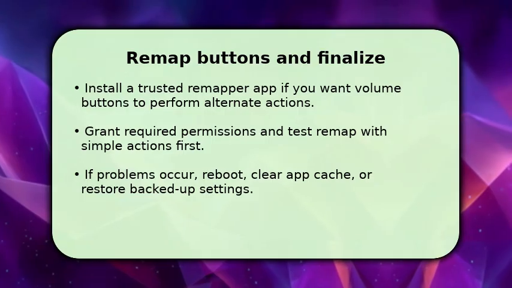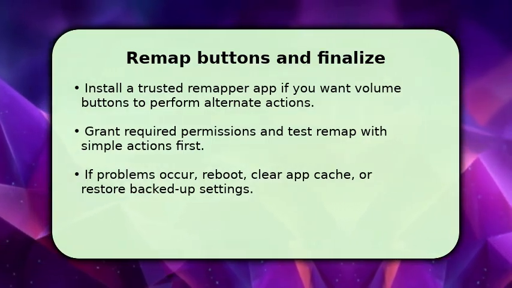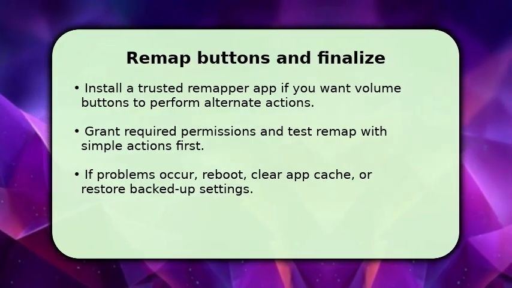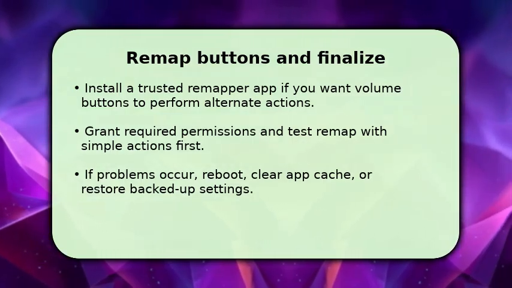Once satisfied, lock settings or create a backup. If something goes wrong, reboot the phone, clear the remapper app cache, or restore from the backup. That usually resolves conflicts without factory reset.